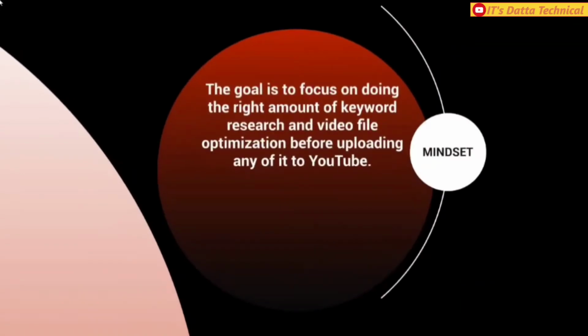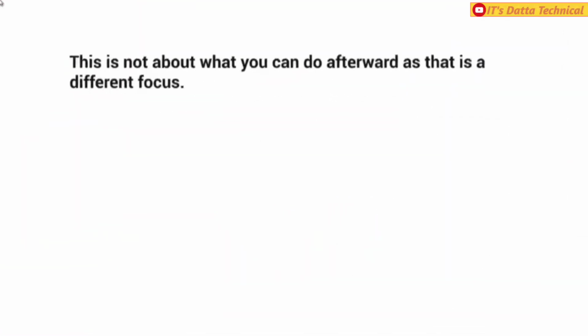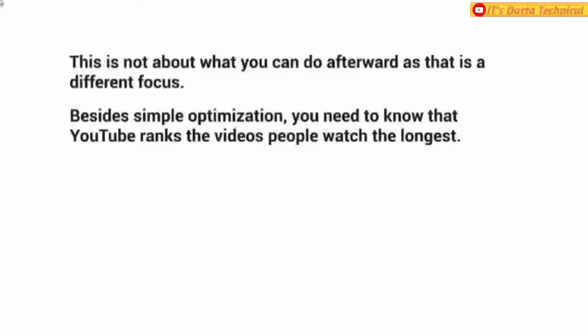So I want to first start out by saying the goal is to focus on doing the right amount of keyword research and video file optimization before actually uploading any of it to YouTube. Essentially, this is all about what most people forget to do before making their YouTube video live. Most people think about what to do after they upload the video. They don't really think about what they have to do before making it live. So this is not about what you can do afterwards, as that is a totally different focus, but rather before.